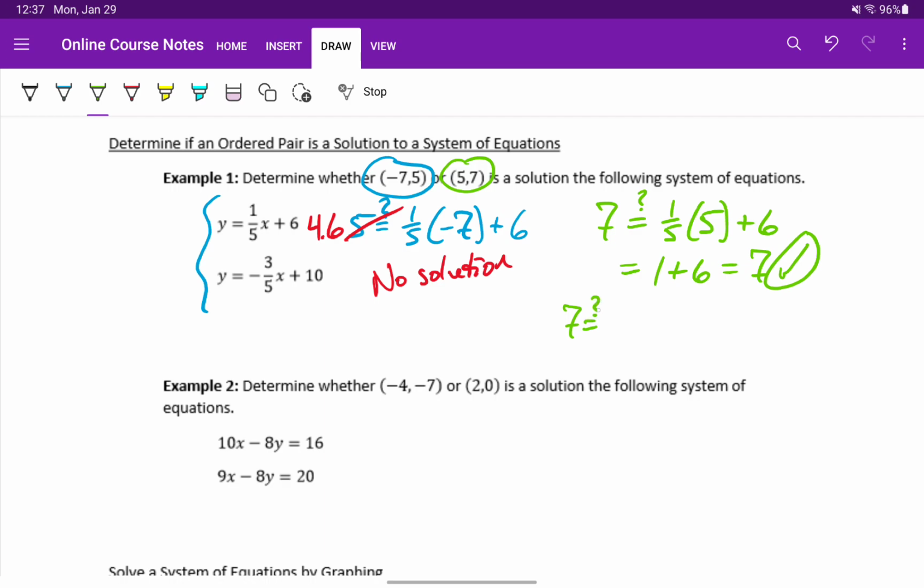So is 7 equal to -3/5 times 5 plus 10? -3/5 times 5 is going to be -3, plus 10, which will give us 7. So that also checks out. Since our ordered pair (5, 7) is a solution to both equations, meaning it makes both equations true, then yes, we do have a solution to this system of equations.